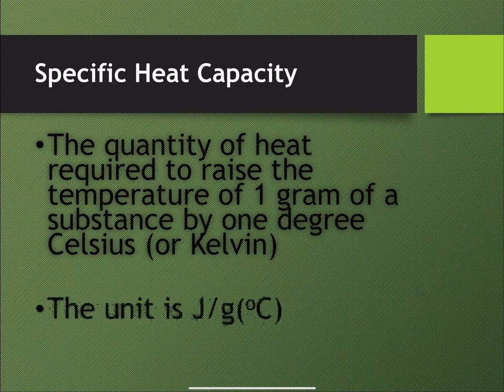So the units there are joules per gram times degrees Celsius. So it's the quantity of heat required. Well, we measure energy and heat in joules. So that's what that J stands for, joules. And then, of course, we measure mass in grams and temperature in Celsius.